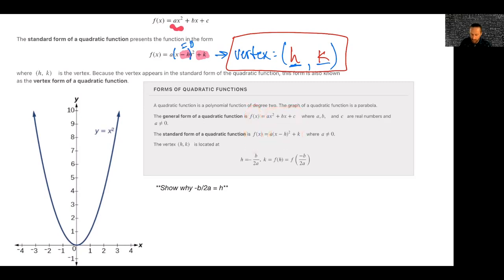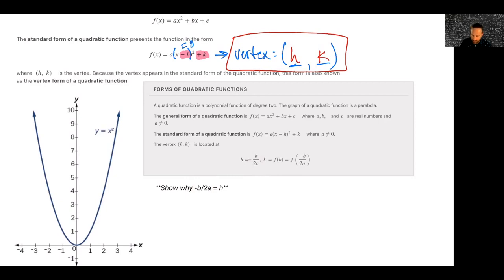So if we wanted to know in this generic form what that vertex value would be without rewriting this in standard form by a little thing called completing the square, which we can do, I'm going to show you an alternative way as to why our h, or the x of our vertex, is actually equal to negative b over 2a. It's very simple to prove, but a lot of people have never seen this, so I wanted to show you.